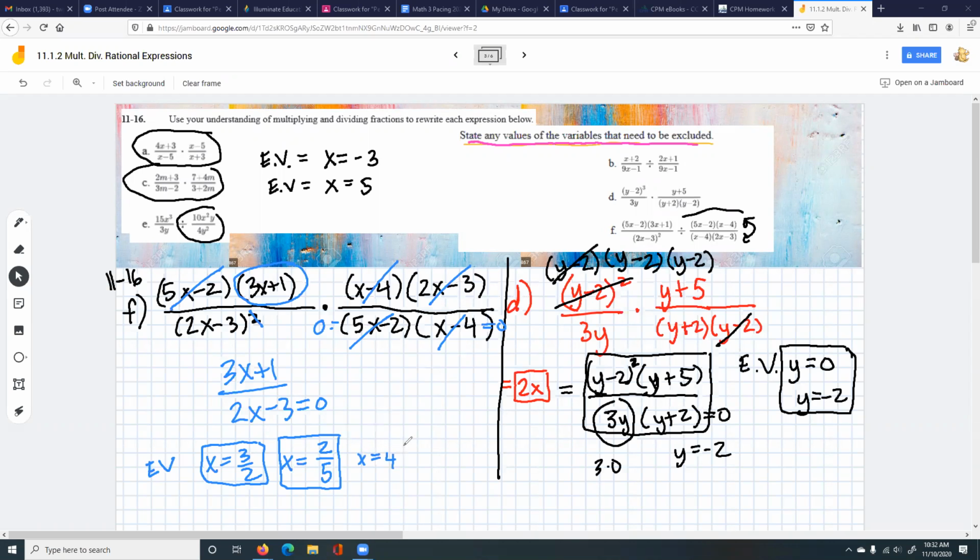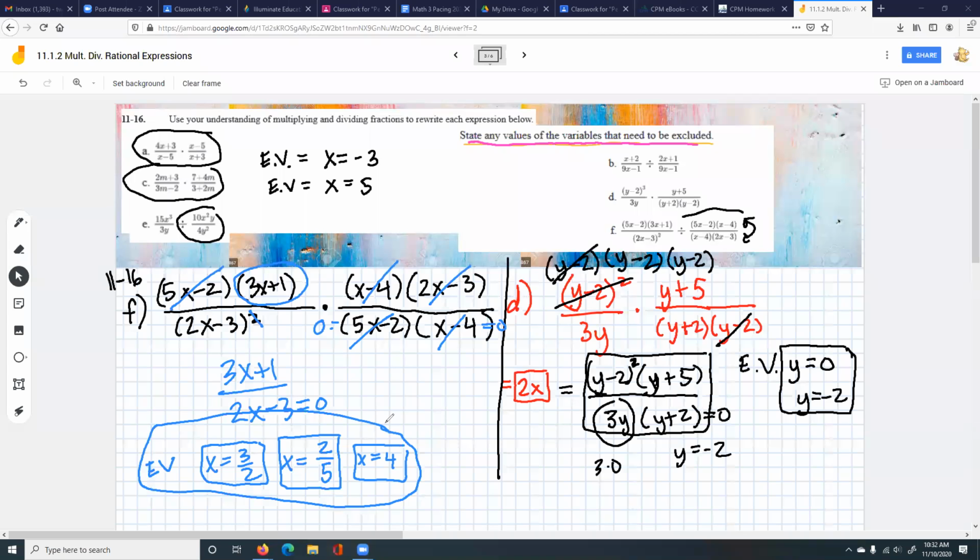So there are 3 excluded values because there are 3 denominators. Okay, really there's 4, but this is a duplicate. So 1, 2, 3, 4. X equals 4 will make this 0. X equals 2/5 will make this 0. X equals 3/2 will make this 0. So you have 3 excluded values.